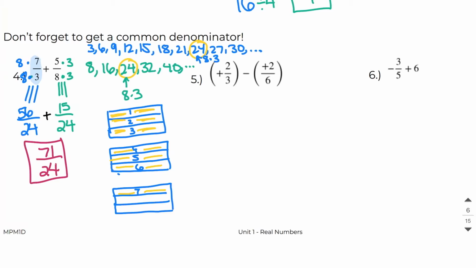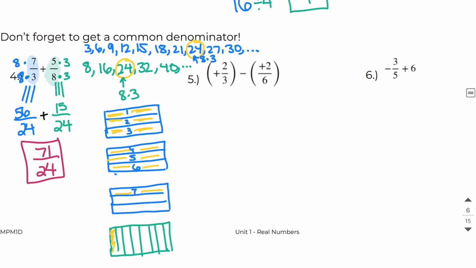And then I'm going to create another bar that's the exact same size as the other ones, because each one of these represents a whole and I want my wholes to be equal. And if I've got 5/8, I'm going to split the bar up into 8 equal pieces. So here we've got 1, 2, 3, 4, 5 out of 8.